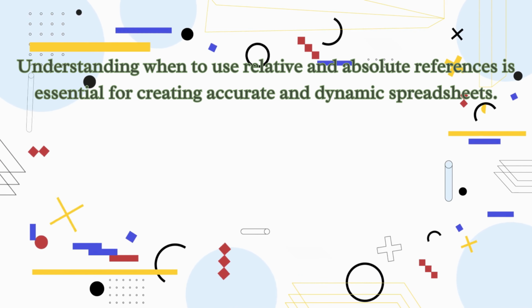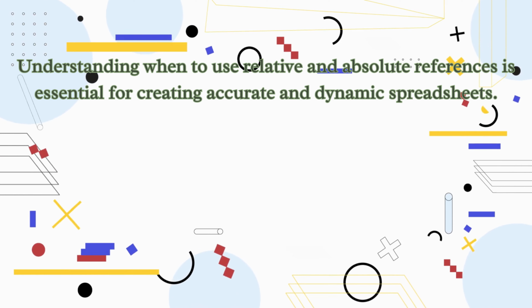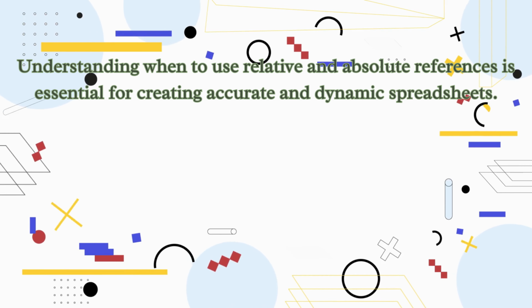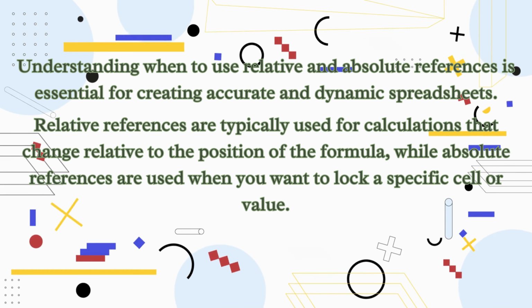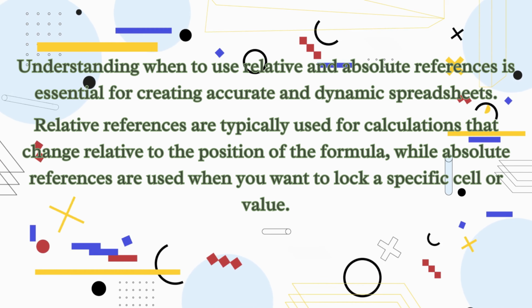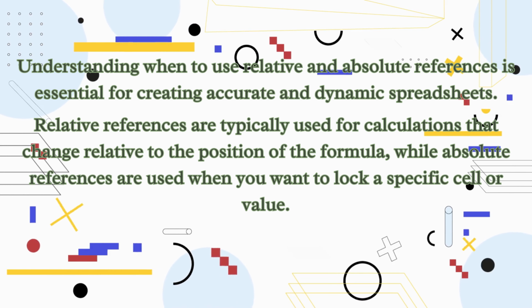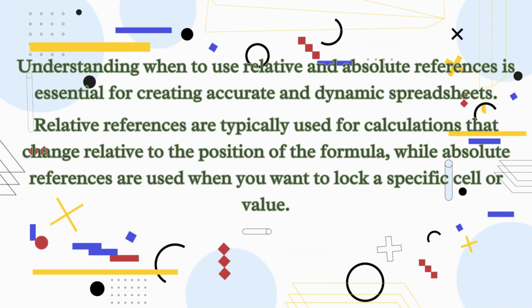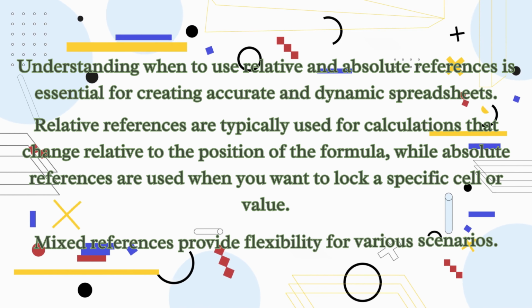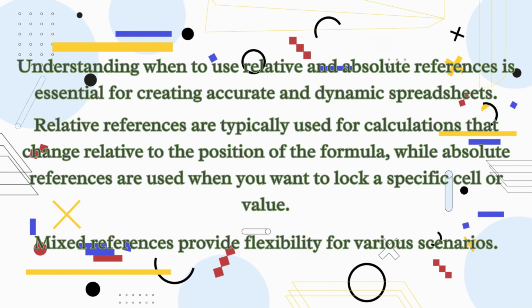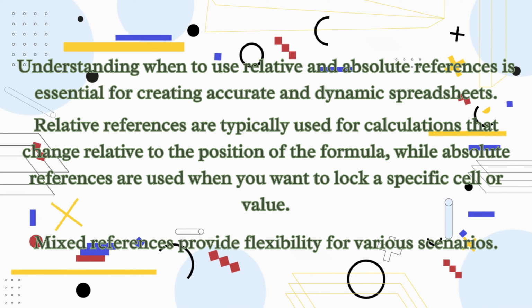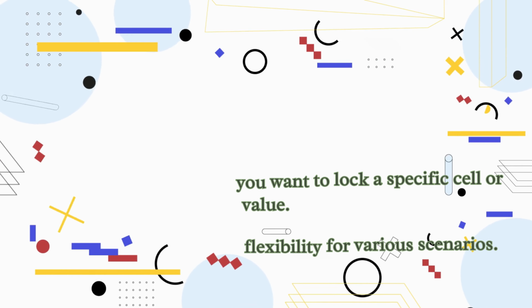Understanding when to use relative and absolute references is essential for creating accurate and dynamic spreadsheets. Relative references are typically used for calculations that change relative to the position of the formula, while absolute references are used when you want to lock a specific cell or value. Mixed references provide flexibility for various scenarios. The choice depends on the specific requirements of your spreadsheet and calculations.